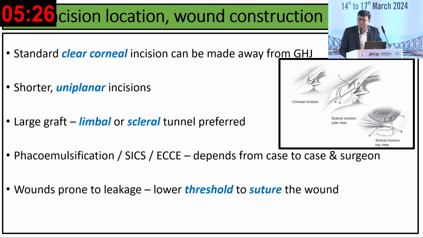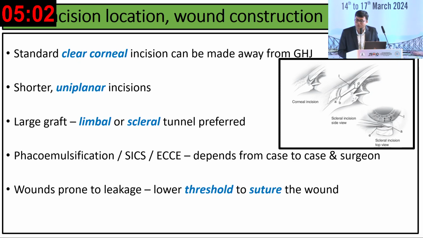The incision should be generally clear corneal, but keep it away from the graft-host junction to avoid a Descemet's detachment there. The compromise is to do a shorter uniplanar incision and then suture it at the end. If there is a limbus-to-limbus large therapeutic graft, there is no space to put the incision, you can go limbal or even more posterior, make a scleral tunnel and do the phaco.